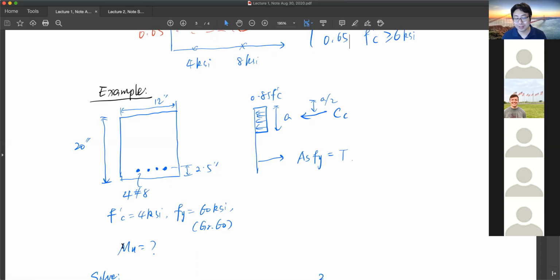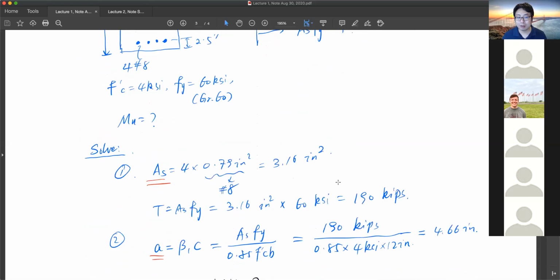The question is, what is the nominal moment strength Mn here? To find that, first we draw the Whitney stress block. This is what it looks like: 0.85 f prime c, an effective compressive zone a, and a tension force As fy, T.